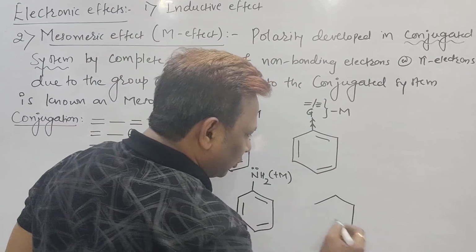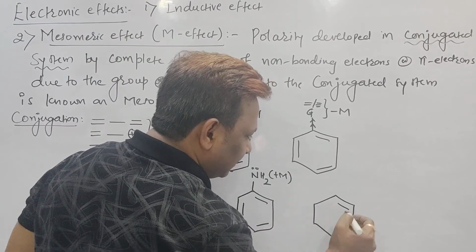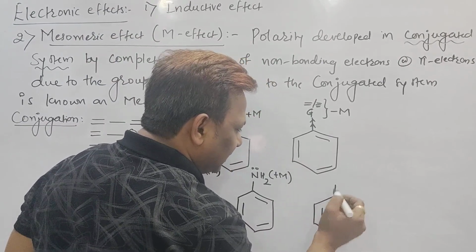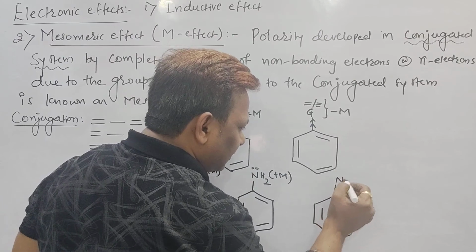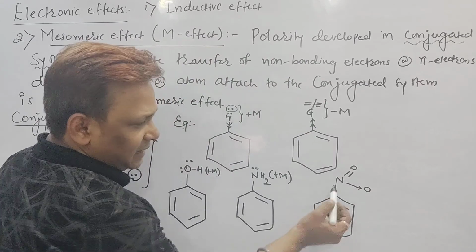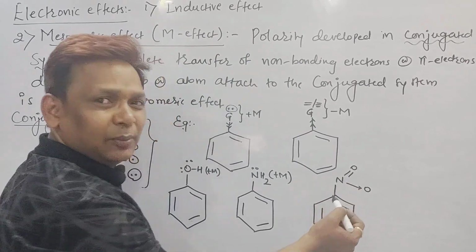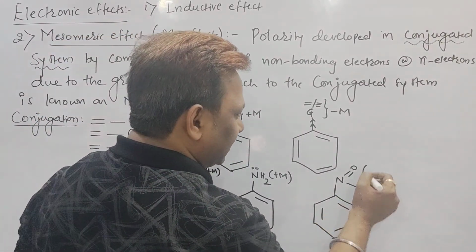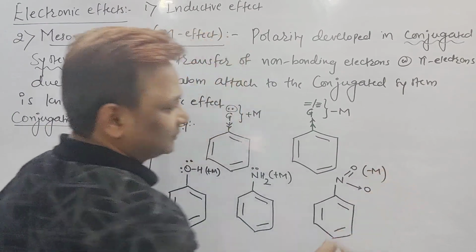Same way, one more benzene ring is there, but it is attached with the N double bond O, dative bond O. See, the atom is having a double bond. That means it will have a minus M effect.